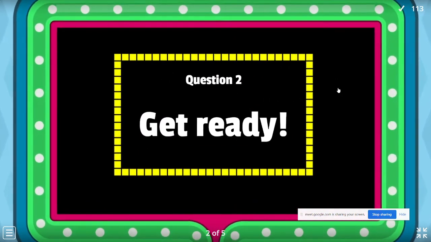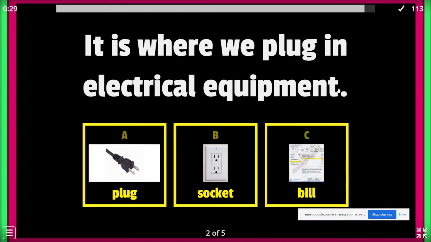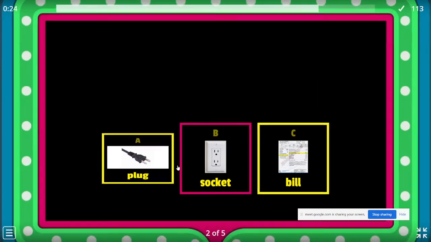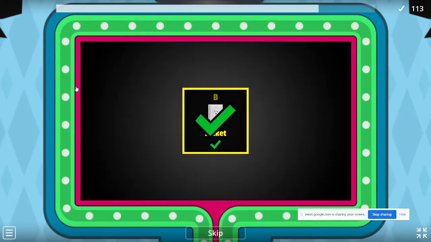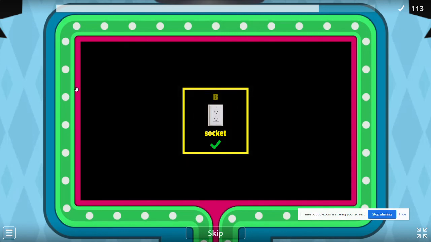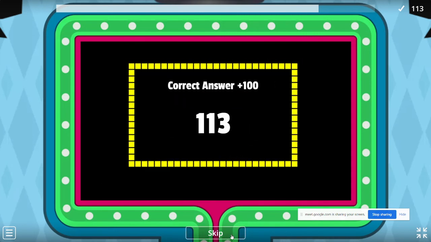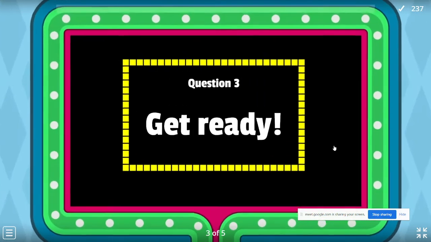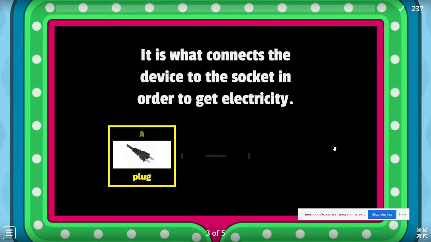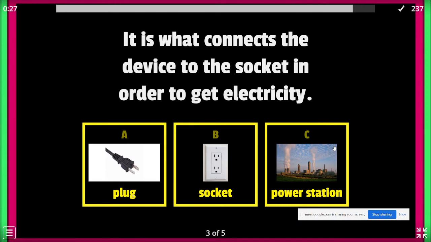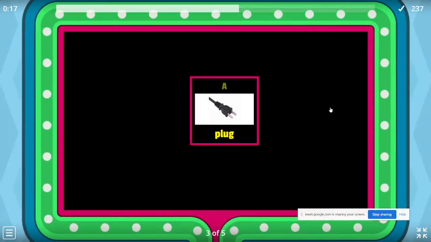Number 2. Get ready. It is where we plug in electrical equipment. Socket. Not sucker, it is socket. Not soccer, that's the football. Next, number 3. It is what connects the device to the socket in order to get electricity. Power station? It's what connects the device. How do you put the device to the socket? Plug. The plug, yes.